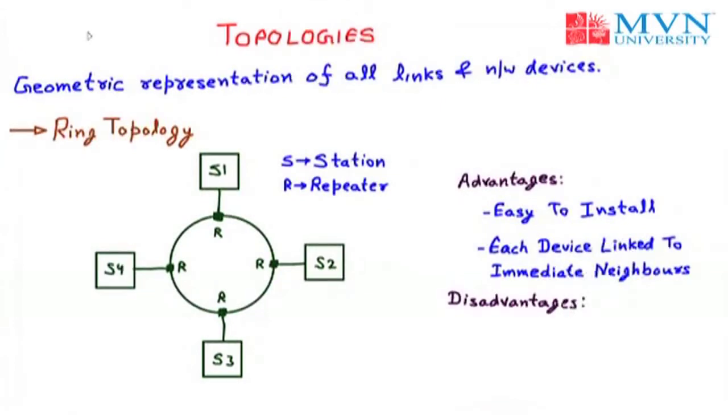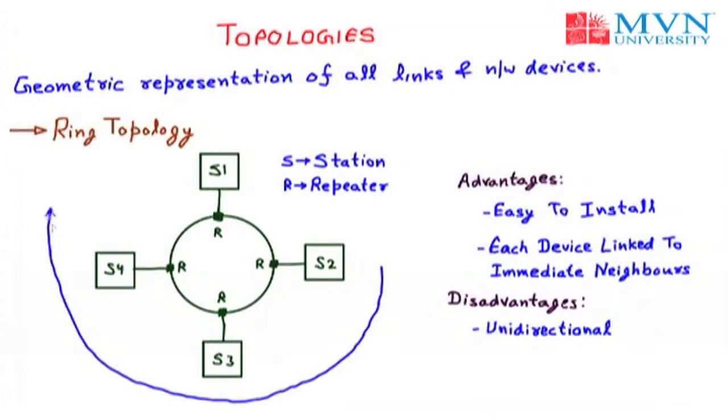The main disadvantage is that it's unidirectional. Unidirectional means the data travels in only one direction. For example, if the data is transferring clockwise, then it will go only in that one direction. So S1 can send data to S2, S2 to S3, S3 to S4 and S4 to S1. Data traveling in the reverse direction is not possible in ring topology.